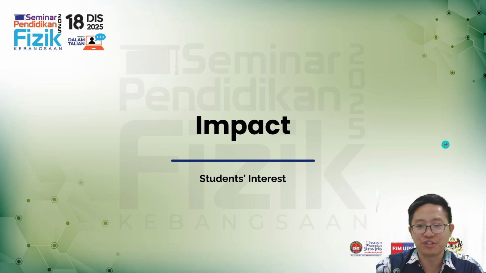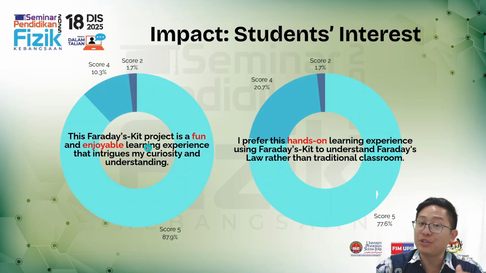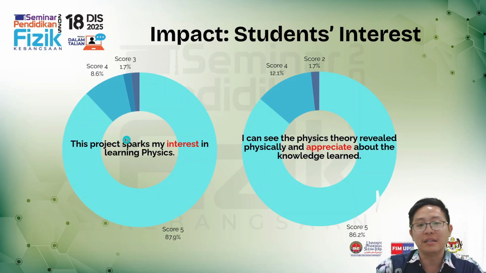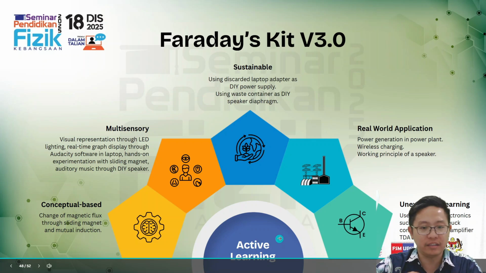Impact on students' interests. More than 90% of students feel this project is fun and enjoyable. They prefer this hands-on learning experience. It sparked their interest in learning physics. They appreciate the knowledge learned from this project. So Faraday's Kit version 3.0 has ultimately achieved active learning.